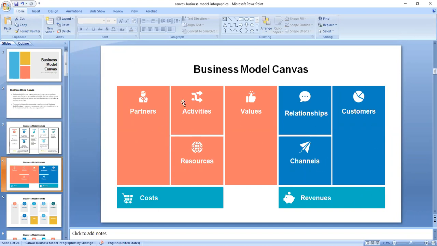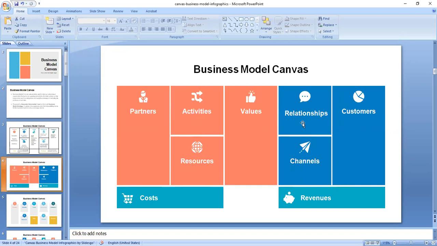So we have to think of the partners, we place it there. As to the activities that we need to do, that way we deliver what we need to deliver in the values. So we all identify those, we place it in here. The resources that we need, so we have identified that a while ago.